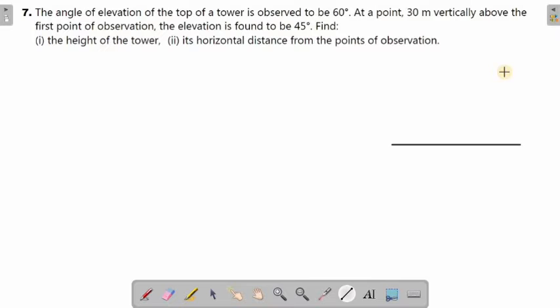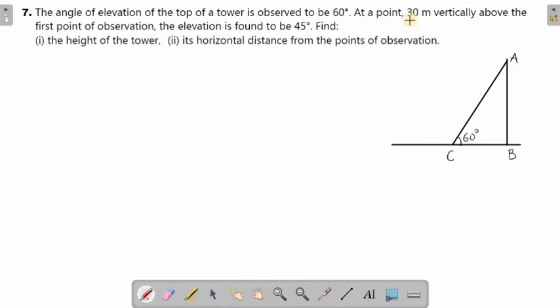Okay, so if this is my tower, then the angle of elevation from the top is given to be 60 degree. Okay guys, try to understand this situation. Suppose let me say AB is the tower, then from point C, let's say the angle of elevation given is 60 degree.